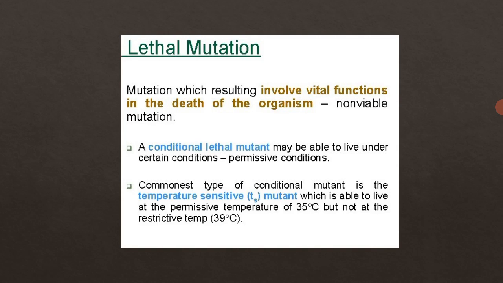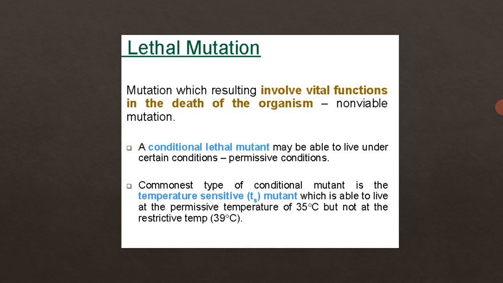Then in case of lethal mutation, lethal means what? It is deadly. A mutation which results in the death of the organism by affecting vital functions. So what will a lethal mutation do? It is responsible for the loss of the vital functions. Vital means very essential for the growth of that cell, for the host. And if those functions are not working properly, then definitely that cell will die, and that is why we call it the lethal mutation. That is a non-viable mutation.